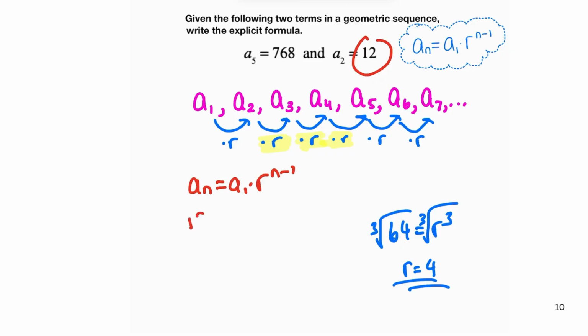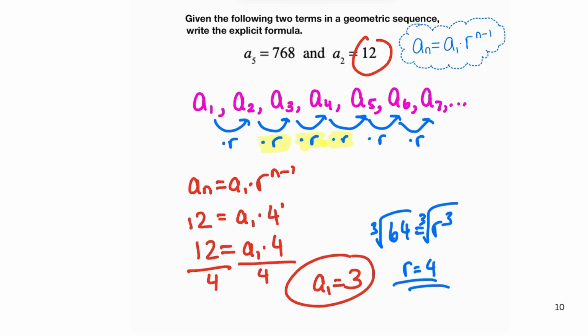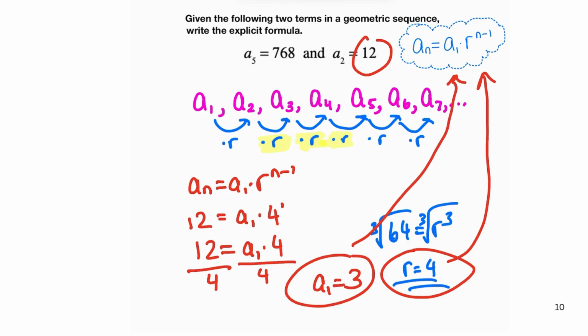So we'll replace a sub n with 12. We don't know what a sub 1 is. We can now replace r with 4 because we found out what the common ratio was. We're replacing n with 2 because we are dealing with the second term. So that's going to give us 2 minus 1, which gives us 1 as an exponent. So now I have 12 equals a sub 1 times 4. And when I divide by 4 on both sides, I'm going to get a sub 1 equals 3, or the first term equals 3, which is the same thing that we had before. And again, once you have these two pieces of information, you can go ahead and substitute them into the formula in order to write your explicit formula.